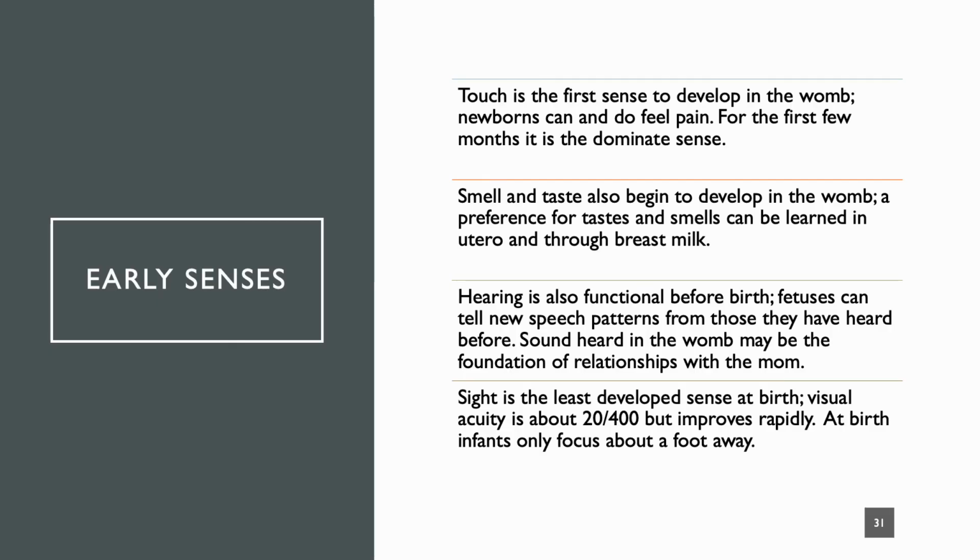Some of the early senses that we have are touch, smell, hearing, and sight. Touch is the first sense to develop in the womb. Newborns can and do feel pain. For the first few months, touch is the dominant sense. Smell and taste also begin to develop in the womb. A preference for tastes and smells can be learned in utero and through breast milk. In other words, they are smelling and tasting what mom eats.